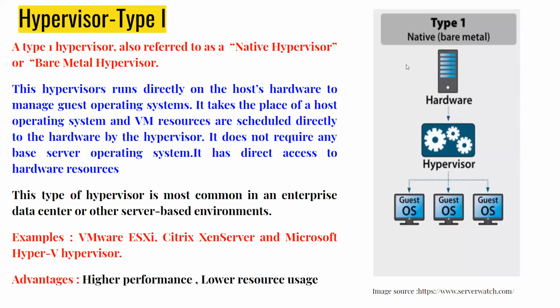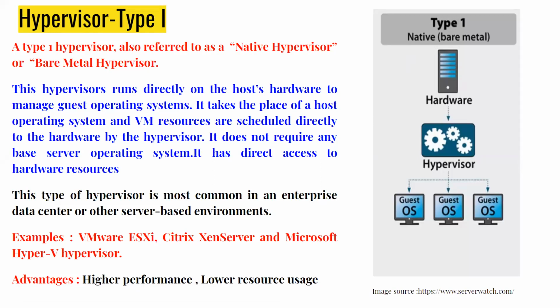If I talk about hypervisor type 1, this is also called native hypervisor or bare metal hypervisor. Important here is to know the other names. I'll repeat again: type 1 hypervisors are also called native hypervisors or bare metal hypervisors. These hypervisors run directly on the host hardware, and they are going to manage your guest operating systems.